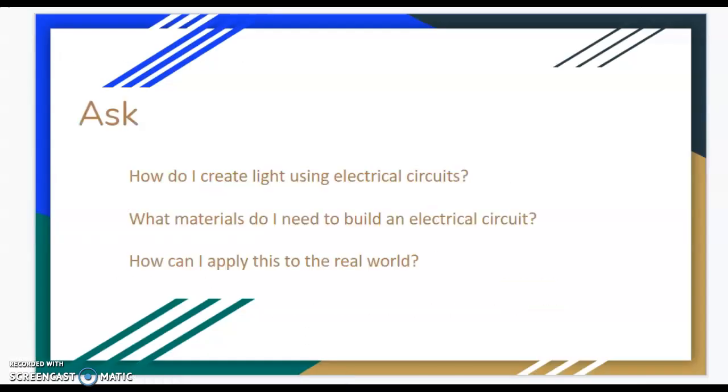I went through the engineer design process, and the first step was to ask questions. So how do I create light using electrical circuits? What materials do I need to build an electrical circuit? And how does this apply to the real world?